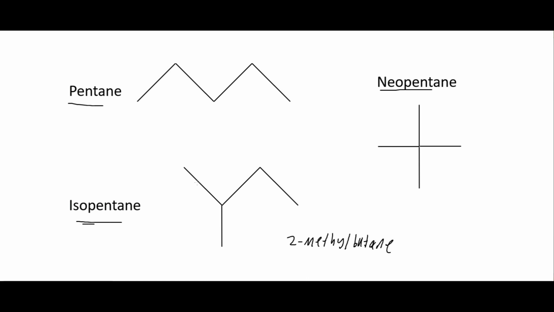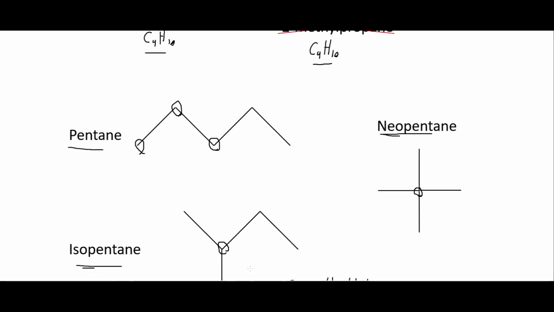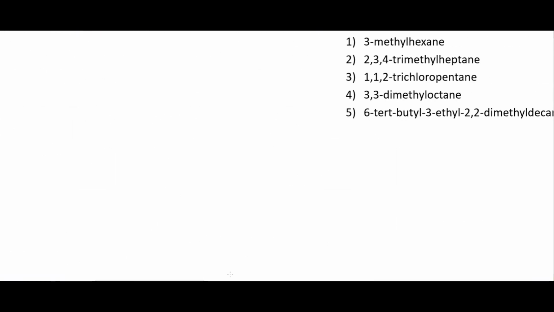So we see that instead of having this carbon bound to that carbon, the carbon is now bound to this carbon right there, so we've moved it to that carbon. And then we have neopentane, which has this central carbon bound to 4 other carbons right off of that central carbon. All right, and so I'm going to move over here.